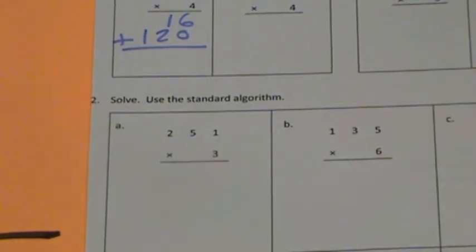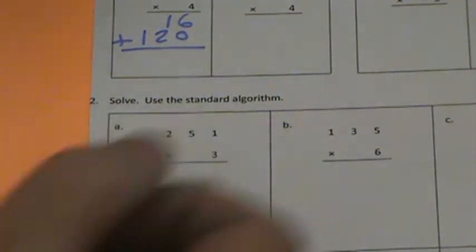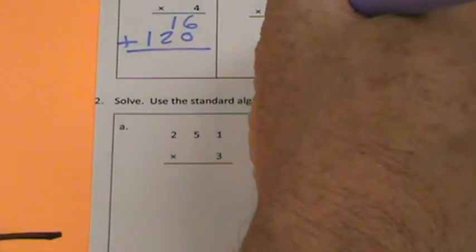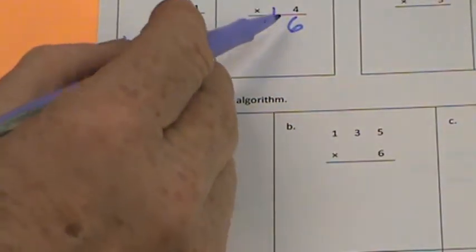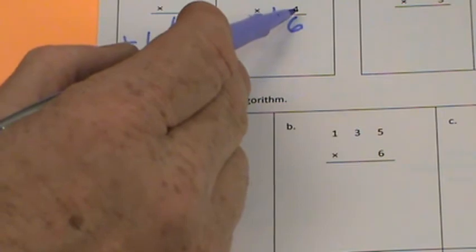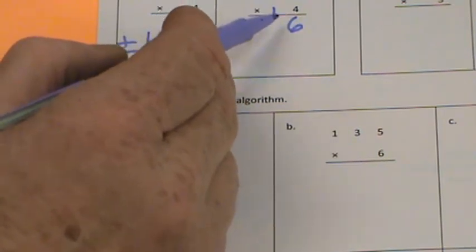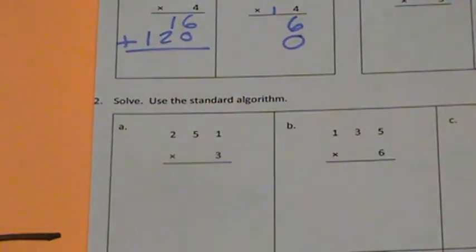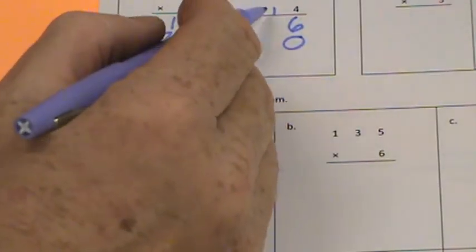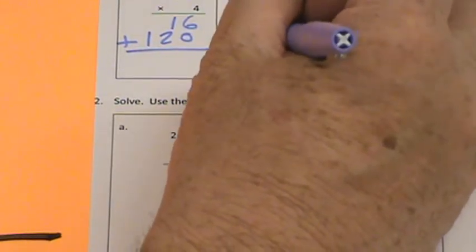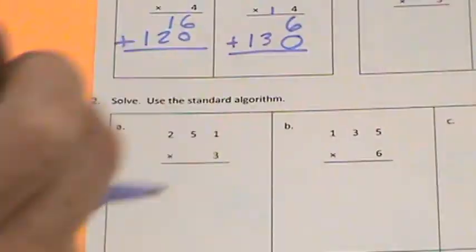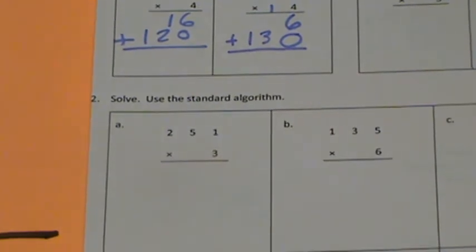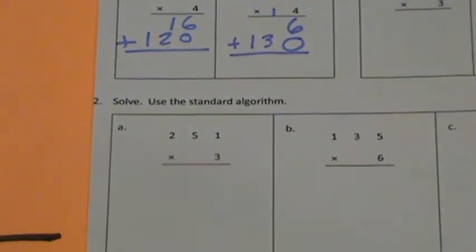Okay, let's go do the standard algorithm after you've finished adding that. 4 times 4, 16. Here's my 6, and there's my 1. 3 times 4 is 12, but remember, we got to add the 1, and we need to put a 0 there because we're multiplying by tens, right? So 3 times 4 is 12 plus the 1 is 130. I think you're going to get the same answer. I hope. Let's continue on.